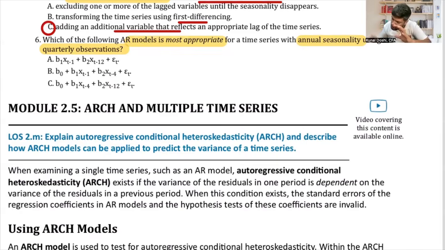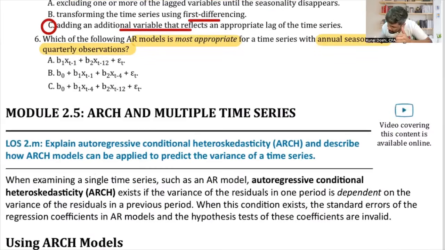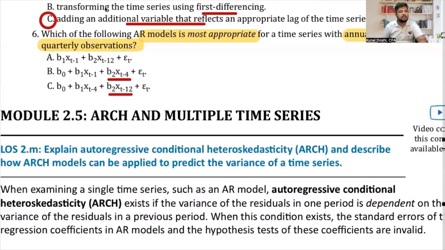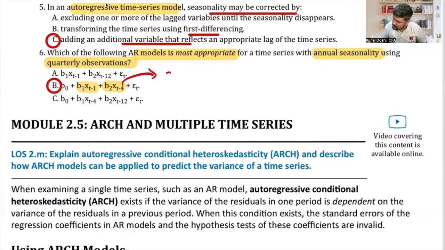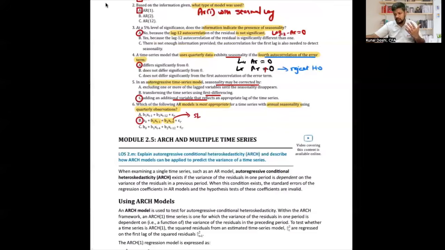See the confusion. So should I take B or C? Same quarter last year. So B1 xt minus 1 is correct, not xt minus 4. B1 xt minus 1 and same quarter last year. I should take this. So B is the answer. Everyone understood? This is the seasonal lag. These type of questions they ask.